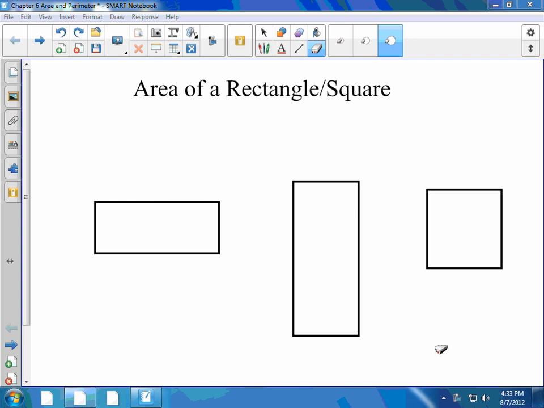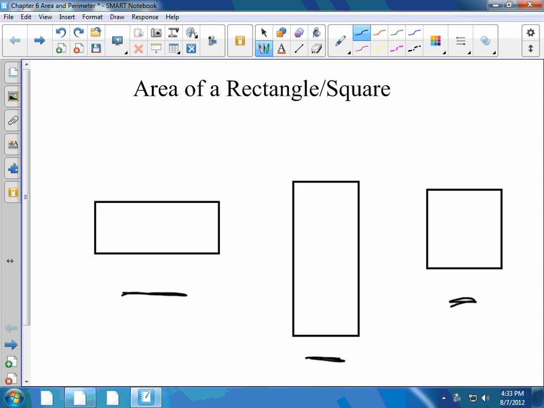All right, so we're going to talk about areas of parallelograms and triangles today. But before we jump into that, we're going to first remind ourselves about areas of rectangles and squares. So here, you can see in the first two objects, this is a rectangle, here's a rectangle, and here's another square. If you remember, the area of a rectangle or square was the product of its base times its height.